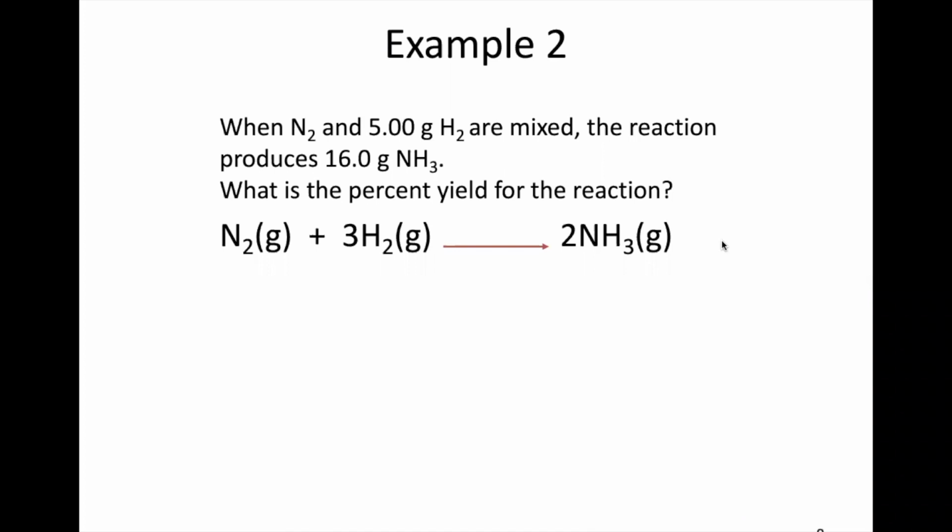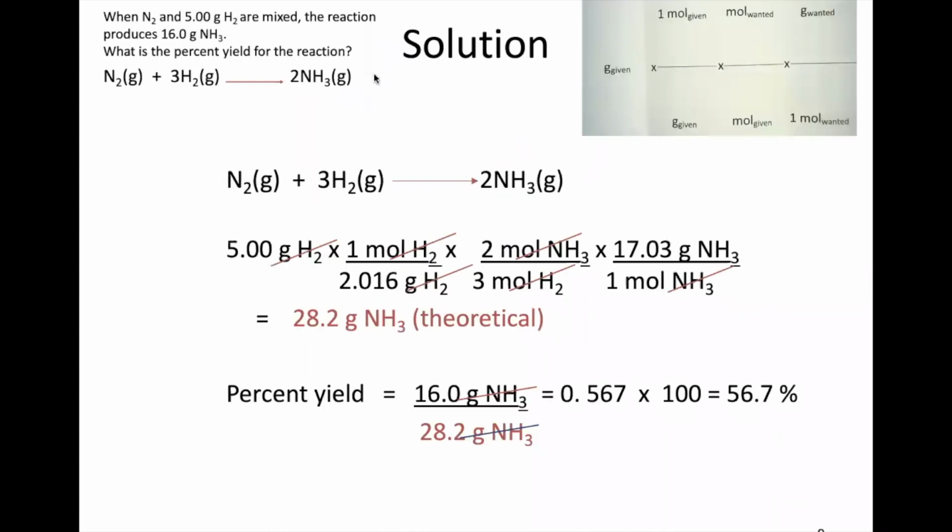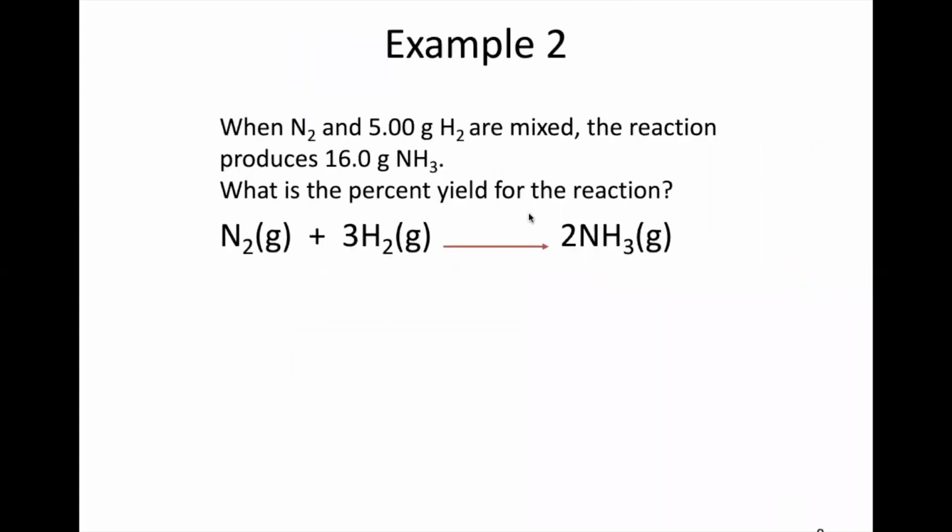Example two, what I would do if I was you is I would pause the video and I would look at my notes and I would try to work this out on your own because I provided the solution on the next slide. So it's the exact same steps you have to follow. So what I would do is I would just stop here, practice it on your own, and check your answers on the next slide.